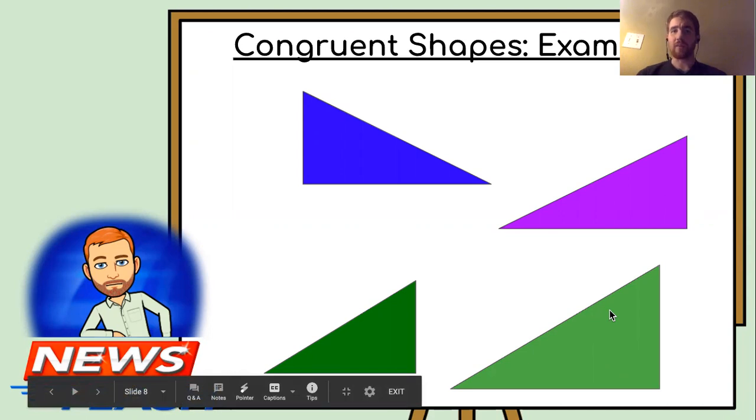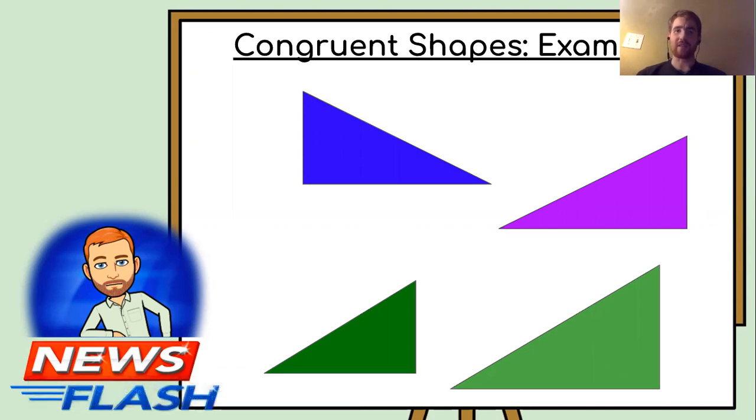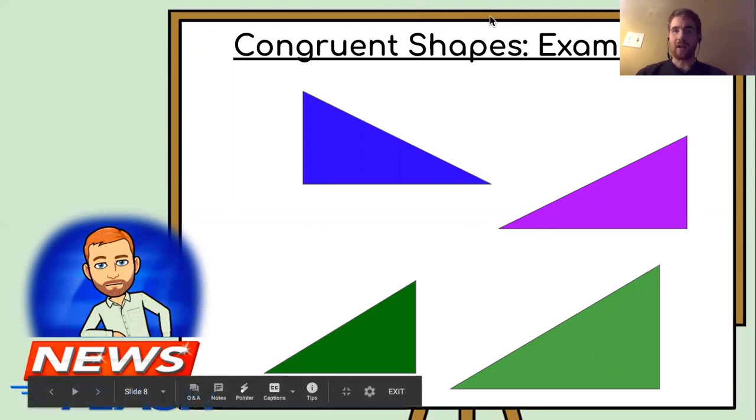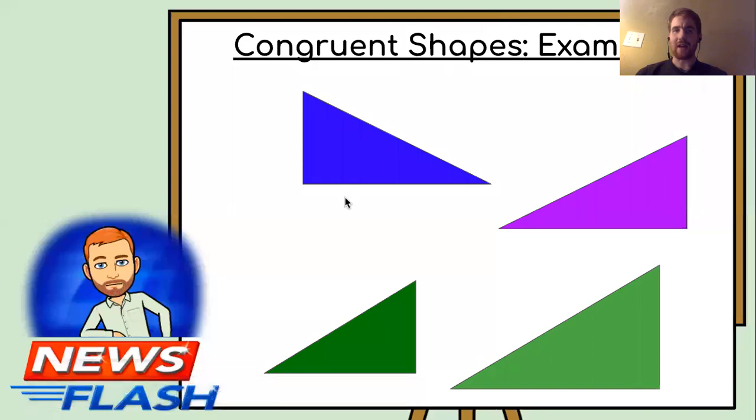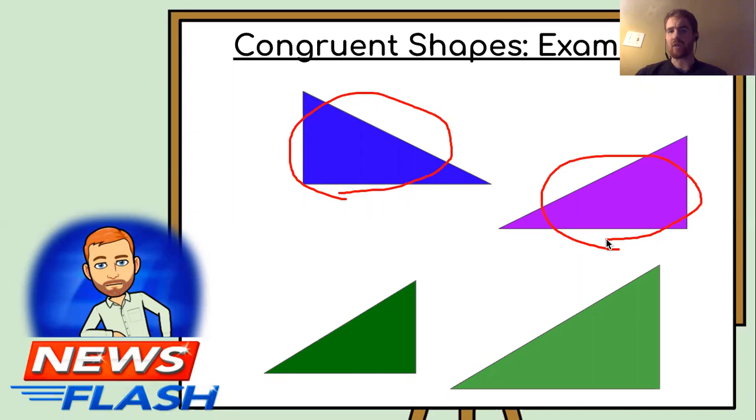Of course, congruent shapes are two shapes that are the exact same size and shape. So to look at two quick examples right here, we have four triangles on this page. And just looking at them, we can see that this blue triangle and this purple triangle, they're probably congruent. They look like they're the same size, the same shape.